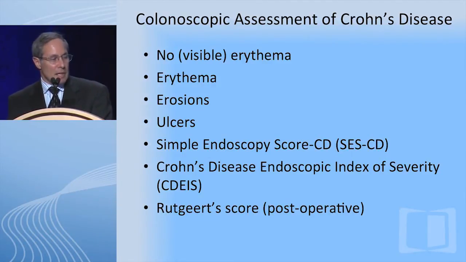So in the colonoscopic assessment of Crohn's disease, there again may be no abnormality, and yet biopsy will show granulomas or cryptitis, but there is more often the presence of erythema, erosions, or ulcers. The simple endoscopy score for Crohn's disease may be used in the clinic to assess disease activity over time, more often used as a clinical research tool. And there's also the more complicated but more often used Crohn's disease endoscopic index of severity to assess the change in mucosal disease over time in clinical trials for Crohn's.